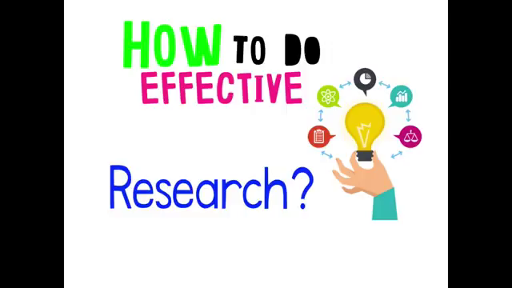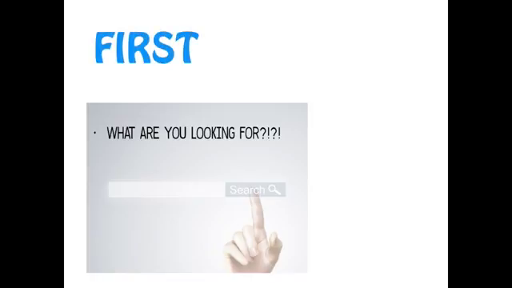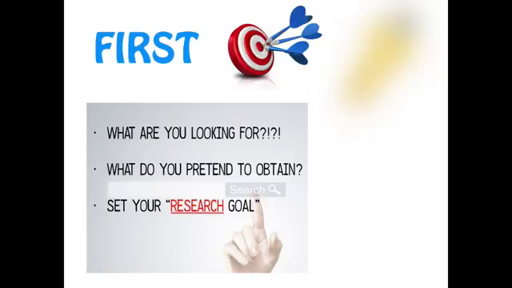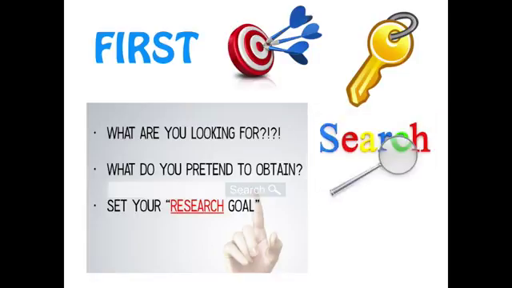Well, first you will have to start with what you are actually looking for. And this may sound simple, but you need to think carefully what you want to get as a result. So here are some tips to get started. What are you really looking for? What do you pretend to obtain? And you have to set your research goal or your research objectives in order for you to start searching.